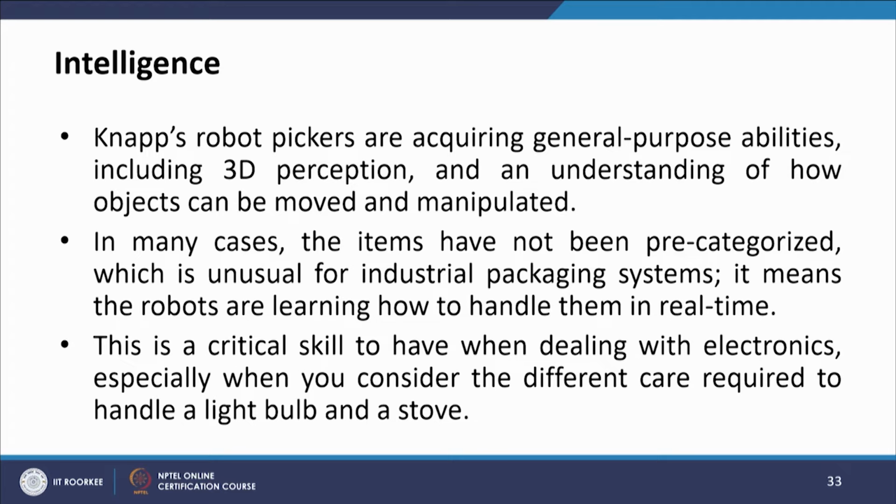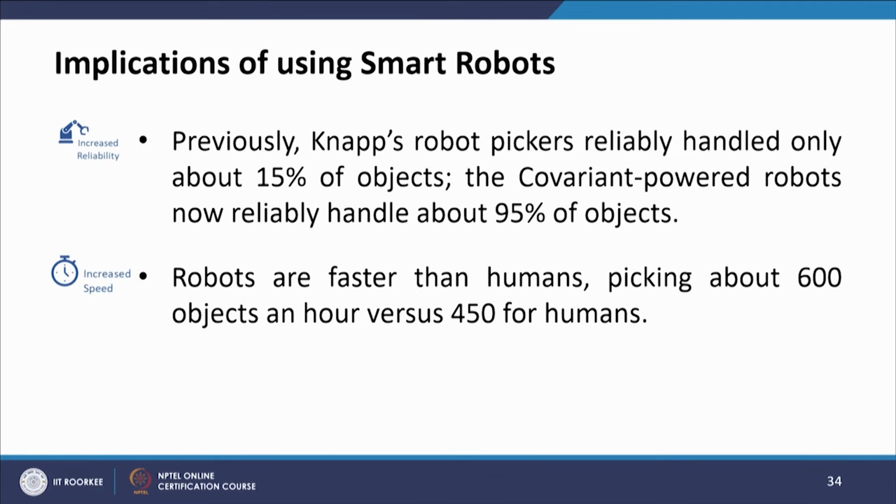Now, this is a critical skill to have when dealing with electronics, especially when you consider the different care required to handle a light bulb and a stove. What are the implications of using smart robots? One is the increased reliability. Previously, Knapp robot pickers reliably handled only about 15% of the objects. The Covariant powered robots now reliably handle about 95% of the objects.